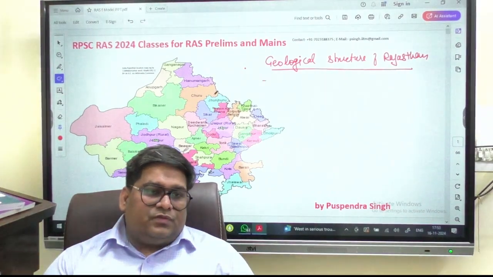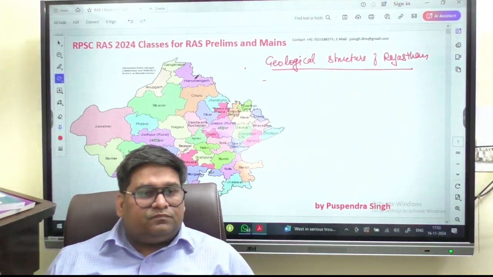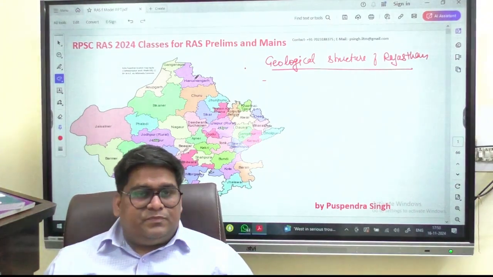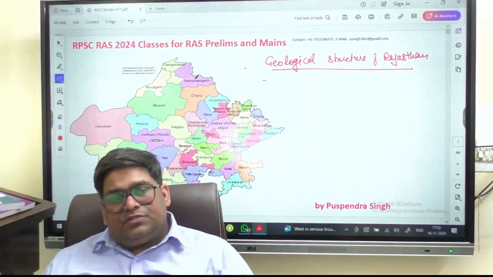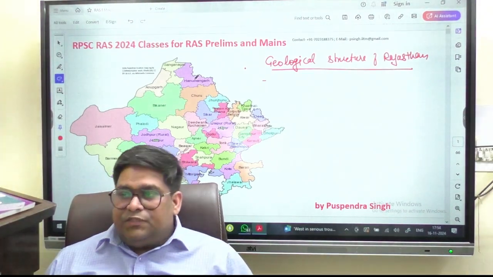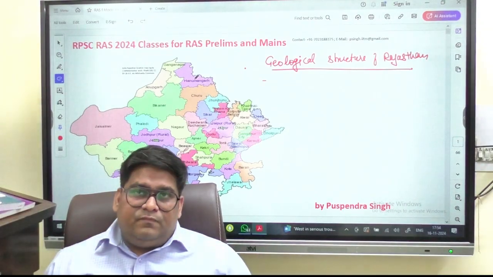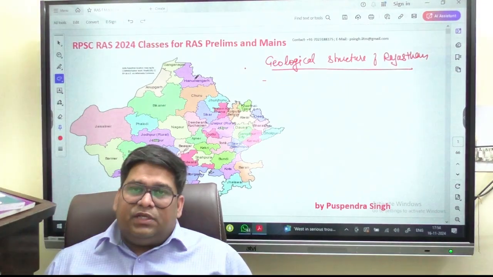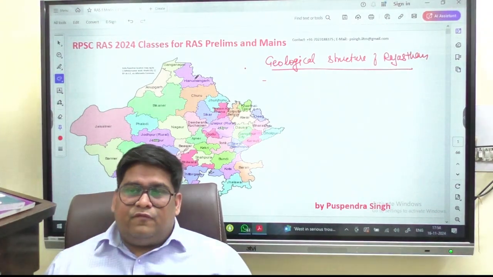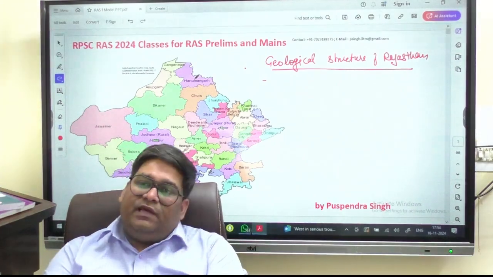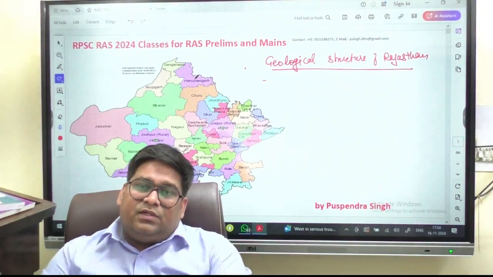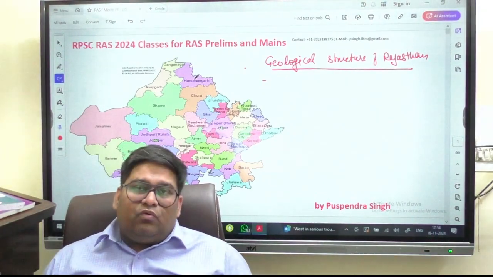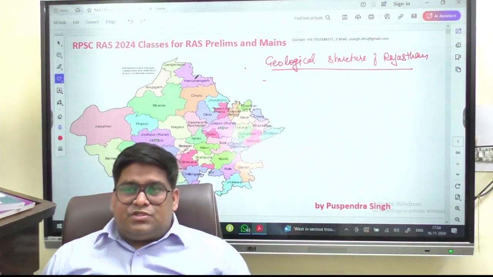Okay, so this is a geographical map of Rajasthan. You are very well aware about it. And here the most important aspect is the geological structure. As we have discussed also about the geography of Rajasthan very briefly, the locational aspect also, the map of Rajasthan, you are very well aware of the political map of Rajasthan. In a similar fashion, we are going to discuss the geological structure.